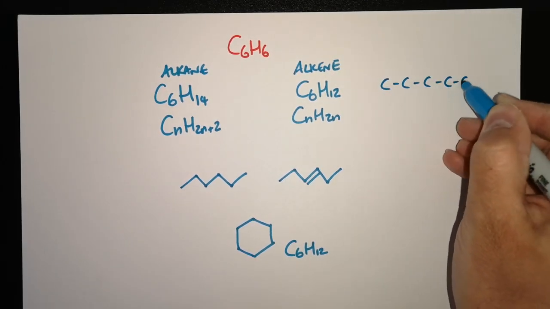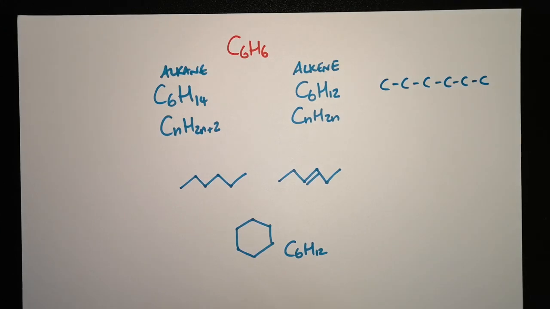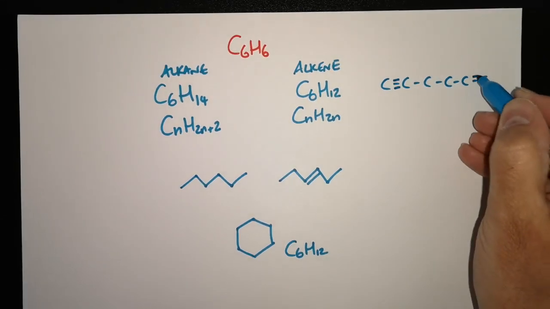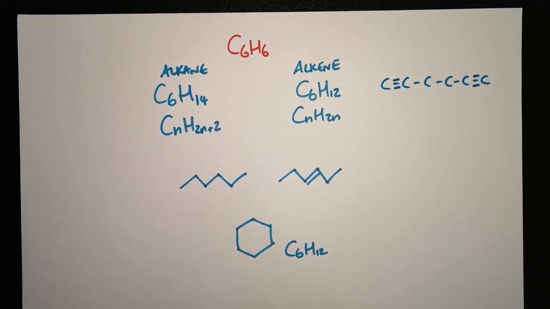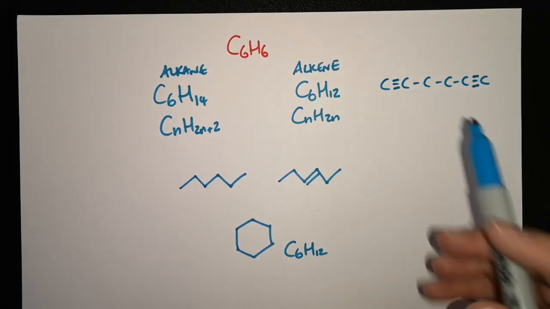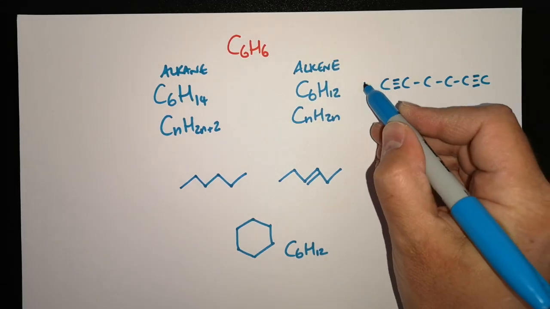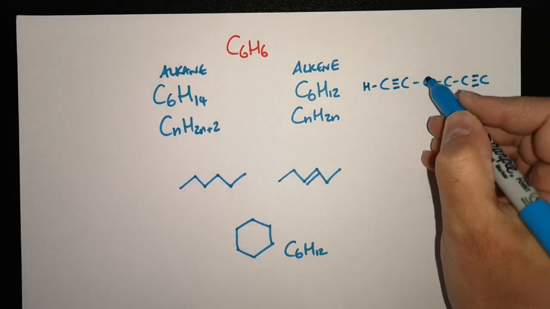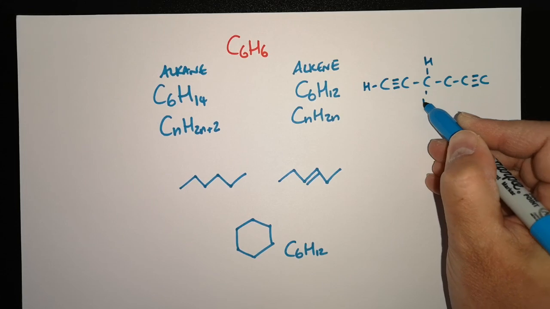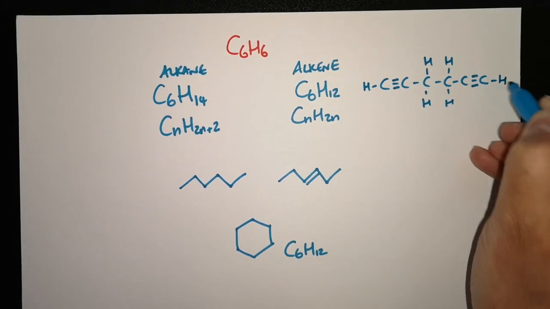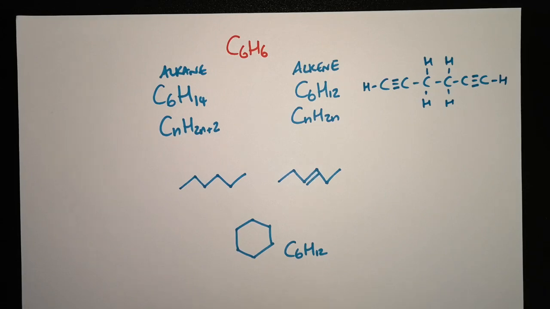6 carbons in a line, but then with triple bonds perhaps between there. If you look there, I've added 4 additional bonds between the carbons, so I've reduced the total by 8 hydrogens. If I now fill that molecule up with hydrogens, 1, 2, 3, 4, 5, 6. That would be a viable structure.